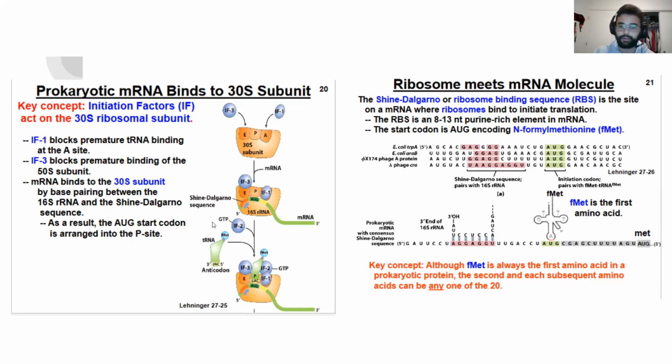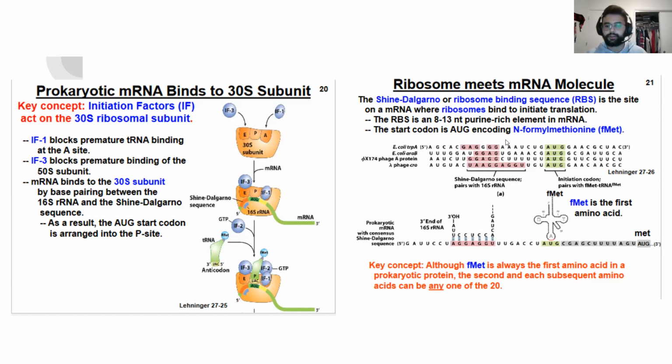And we have our Shine-Dalgarno sequence, which we do not have in eukaryotes. Sorry, the Shine-Dalgarno sequence is what we actually call our ribosome binding sequence. This is a specific site on our mRNA where the ribosome knows where to bind to initiate translation. So as soon as the ribosome is able to recognize the Shine-Dalgarno sequence using the 16S rRNA in our ribosome, we're going to be able to position AUG perfectly at the P site.